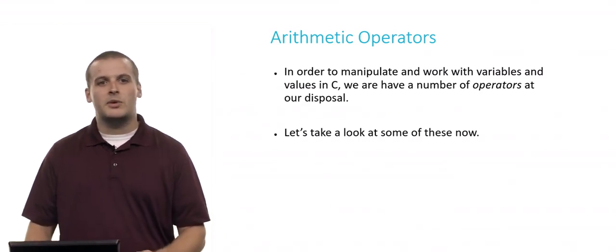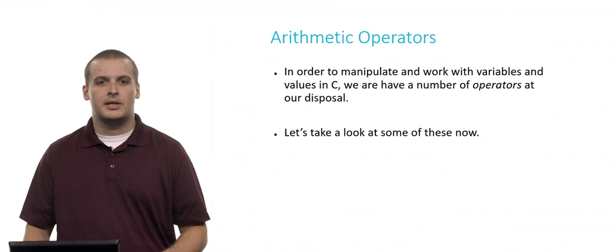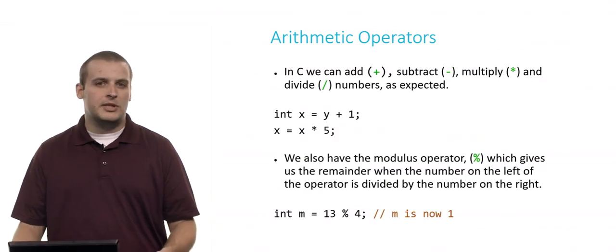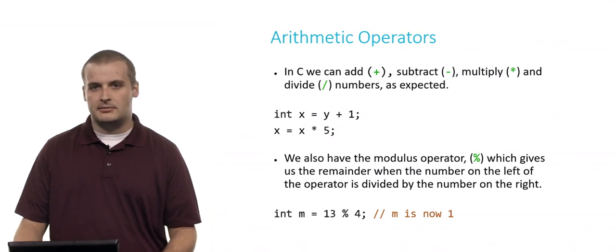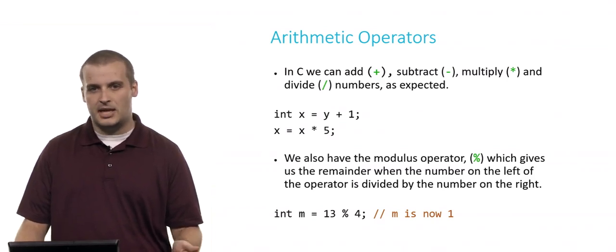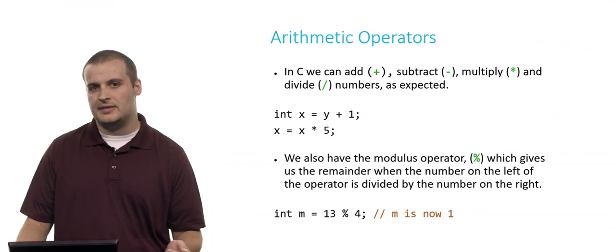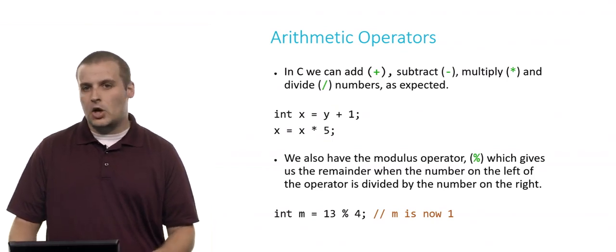Let's take a look at some of the common ones, starting with arithmetic operators. As you might expect, we can do pretty basic math operations in C. We can add, subtract, multiply, and divide numbers using plus, minus, star, and slash, respectively. Here's a couple of lines of code in which we do that.